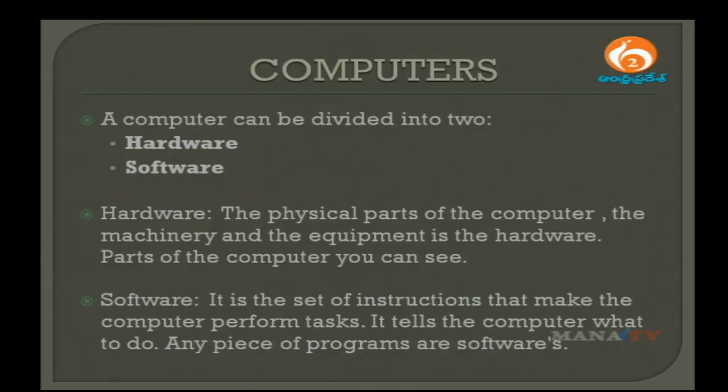Hardware: the physical parts of the computer, what you can see, the machinery and the equipment, is the hardware. Next, software. It is the set of instructions that make the computer perform tasks. It tells the computer what to do, and any piece of programs are softwares. I think I am very clear on what I have taught you. Always remember, guys, hardware is something which you can see, software is something which you type but not see, right? Any kind of program is called software. So now let us go to the next slide.